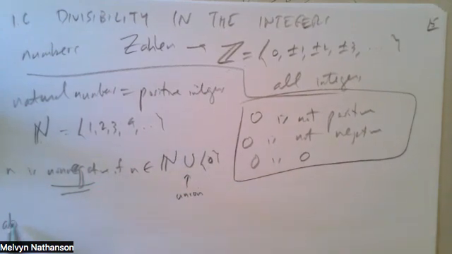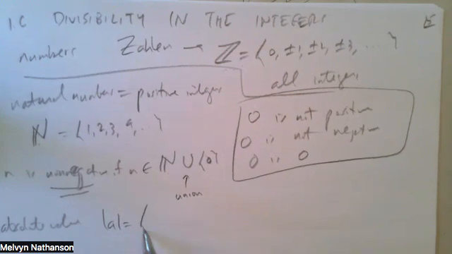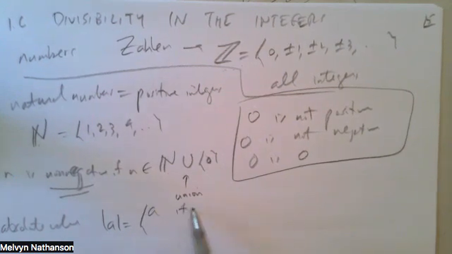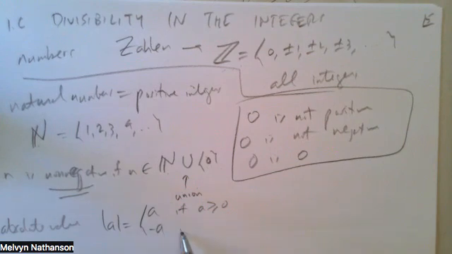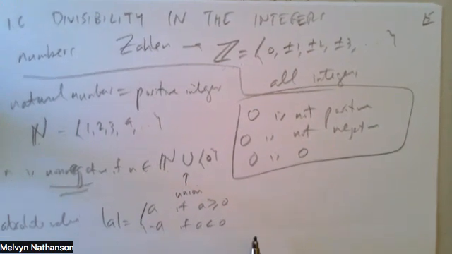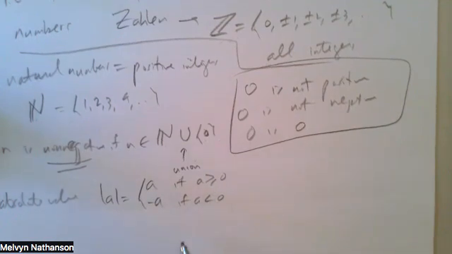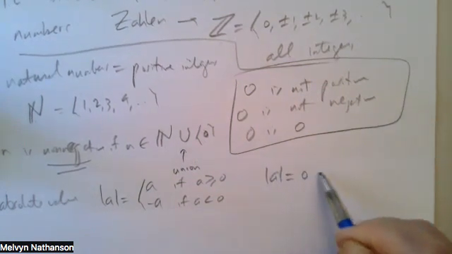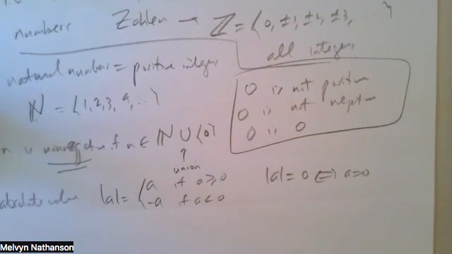And recall the absolute value. The absolute value of a number, a real number, is A if A is greater than or equal to 0, and it's minus A if A is negative. So the absolute value of a number is always non-negative. And in fact, the absolute value of a number is 0 if and only if the number is 0. If A is positive, the absolute value is positive. If A is negative, the absolute value is positive. The only time A has absolute value 0 is when you have the number 0. Okay.